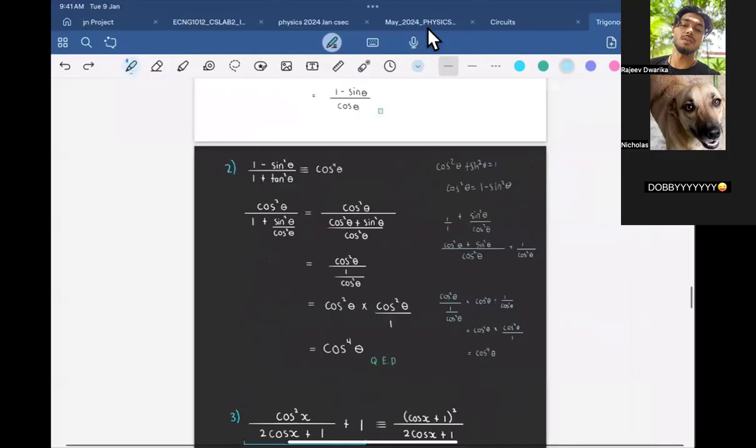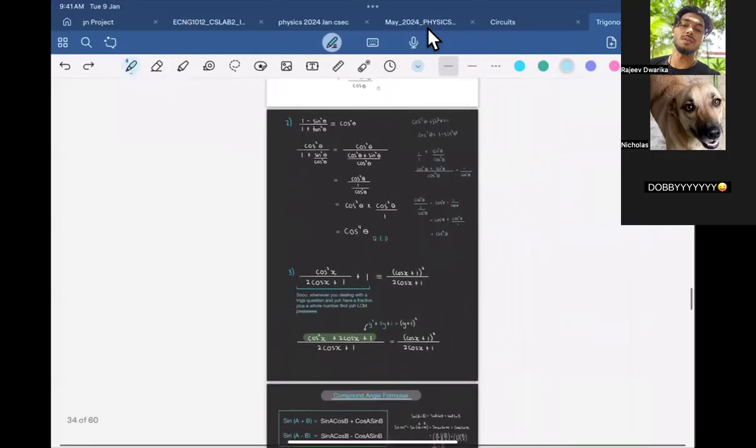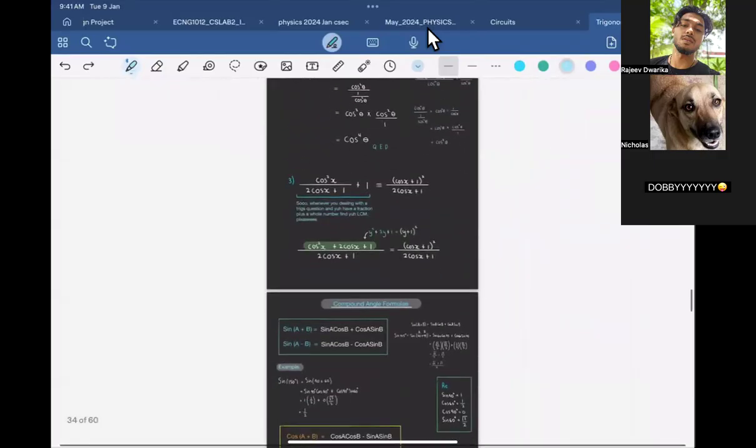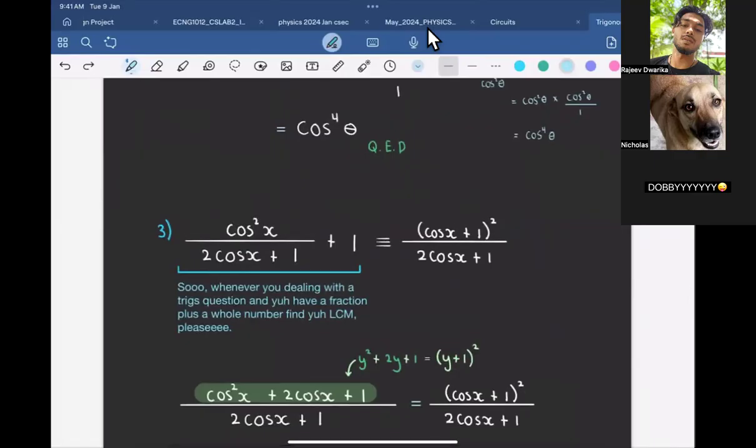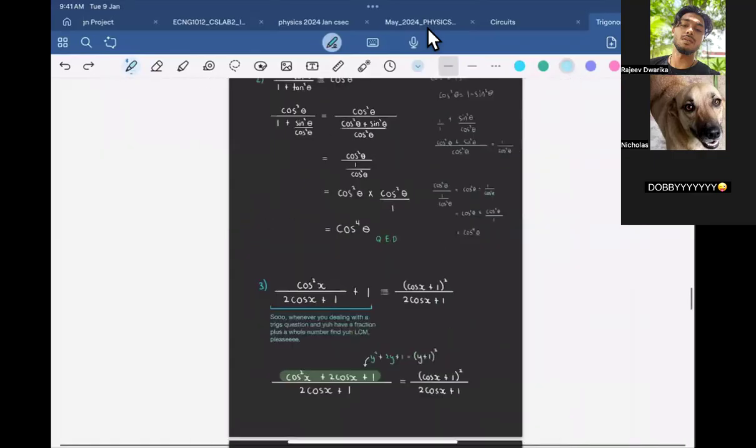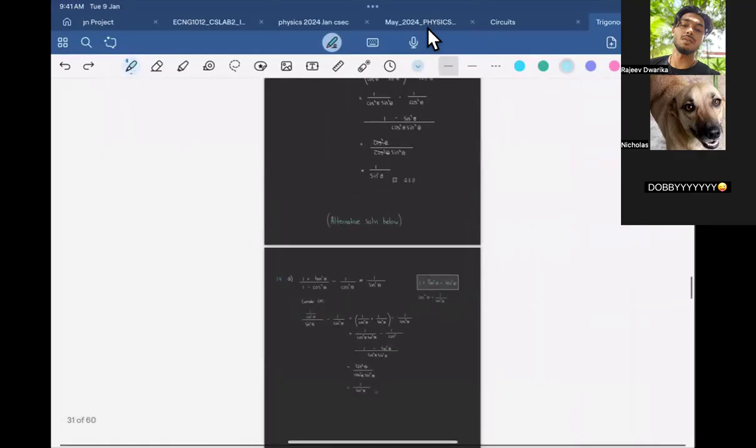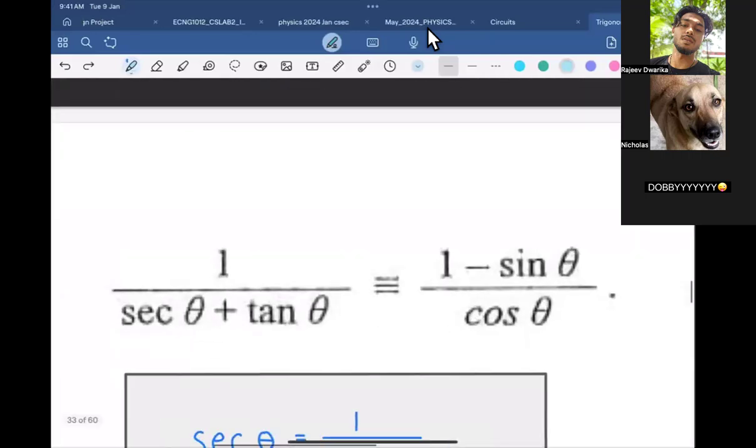Right? So, hmm, this was the hardest question I ever saw for trigonometric proofs. This is the hardest one I think I ever saw.